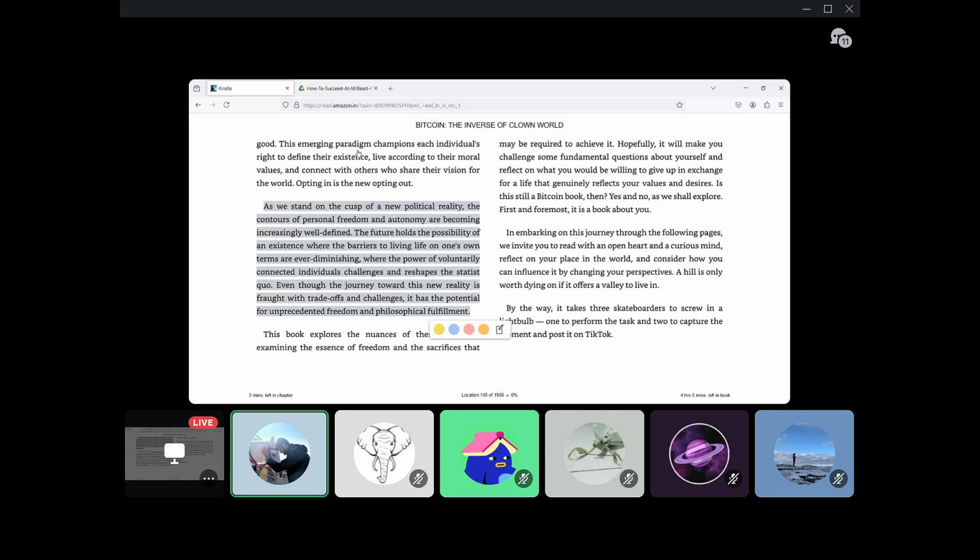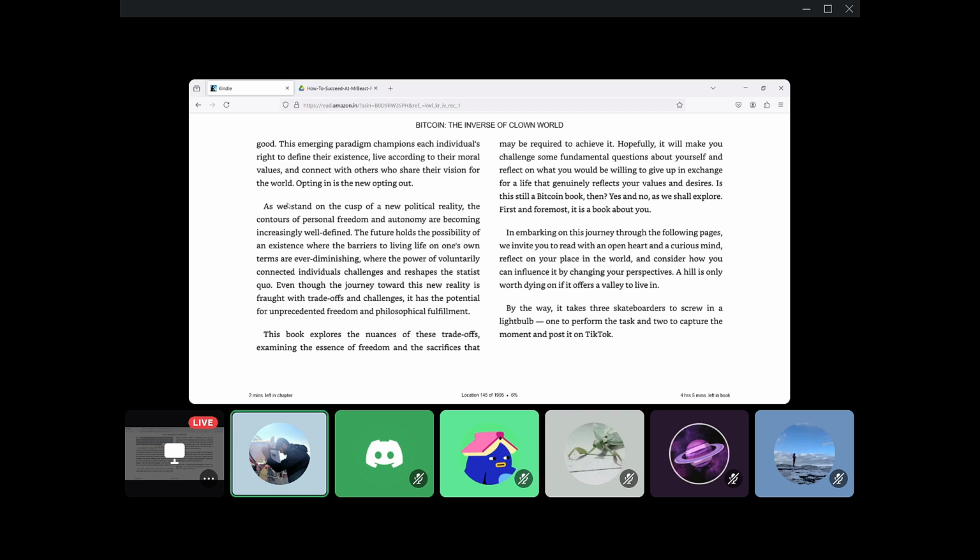Yeah, so this emerging paradigm champions each individual's right to define their existence, live according to their moral values, and connect with others who share their vision for the world. So Bitcoin is a deeply individual revolution. It's based on freedom, which means that you get into voluntary contracts. So everyone running a full node is voluntarily doing that. Nobody is asking you to run a full node. So this is the first time that governance itself, or money, or social systems are deeply individualistic, because everybody can participate in this network however they want.